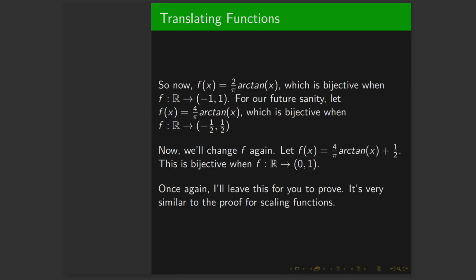You're good to go. So we know that (2/π) arctan of x is bijective without having to directly prove it because of the property that we have. And just for the future, we're going to make it (4/π) arctan of x. So we get negative a half to half. Now the issue is, okay, this is not (0, 1), but the spacing is the same. That's why, for future sanity, there's only a distance of 1 between them. We just need to shift it up by a half. And shifting up by a half is also pretty much the exact same thing. It's very similar to scaling functions, so you can do that one on your own.